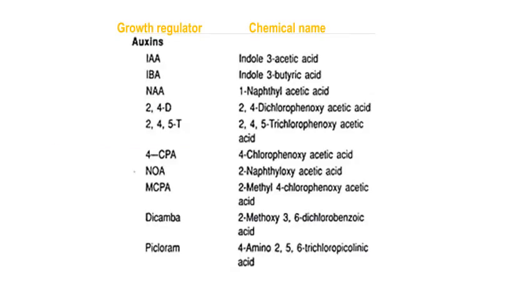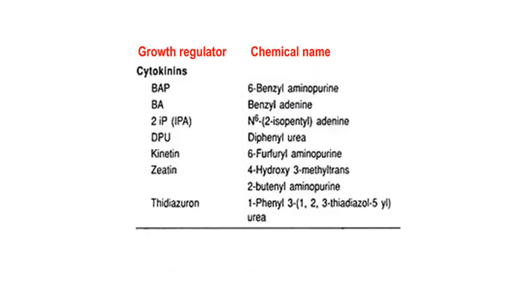The important auxin components used in tissue culture are IAA, that is indole-3-acetic acid, indole-3-butyric acid, naphthalene acetic acid, 2,4-D, 2,4,5-T, CPA, NOA, MCPA, then dicamba, picloram, etc. Important cytokinins are 6-benzylaminopurine, then benzyl adenine, 2-iP, or we can say 2-isopentenyl adenine, then DPU, kinetin, zeatin, then thidiazuron.